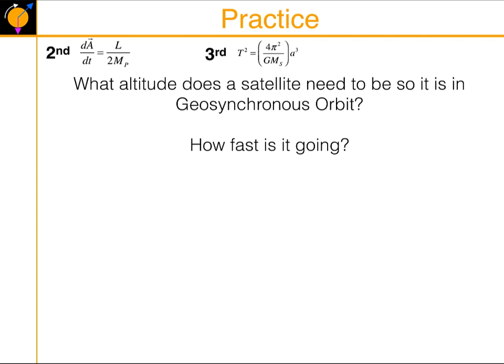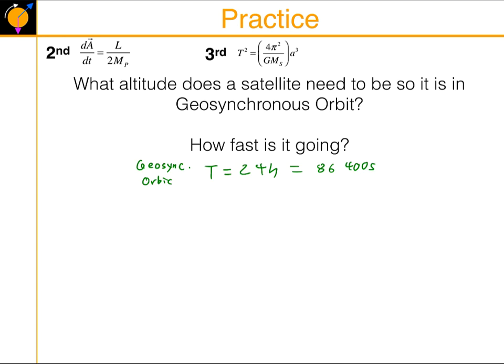Well, this next problem is, what altitude does a satellite need so that it can be in geosynchronous orbit, and how fast is it going? So the big question is, what is geosynchronous orbit? Geosynchronous orbit means that it is moving around, let's say it's equatorial, so along the equator, around the Earth. It is moving such that it stays at the same point above the Earth. So it's rotating around the Earth at the same speed that the Earth is rotating, so it's always above the same point on the ground. That means that its period is going to be 24 hours for geosynchronous orbit, which works out to exactly 86,400 seconds.